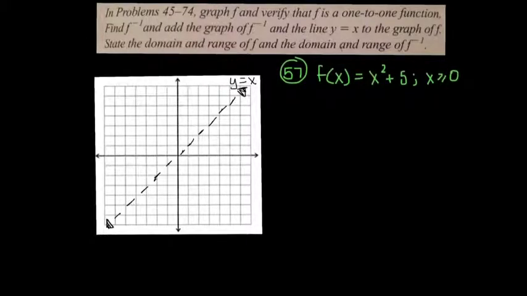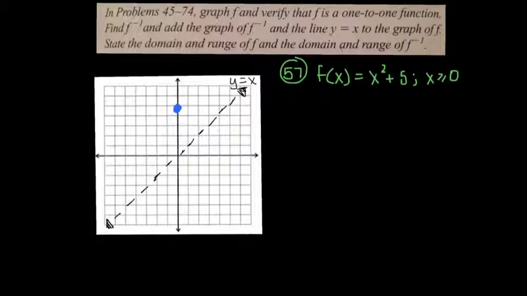In this particular function, I'm already given the domain. I'm told that x has to stay greater than or equal to 0. My parent function is the quadratic function shifted 5 units vertically. So if I sketch this, I would start the vertex with the origin, but then I would move up 1, 2, 3, 4, 5 units. So my new vertex will be right here.